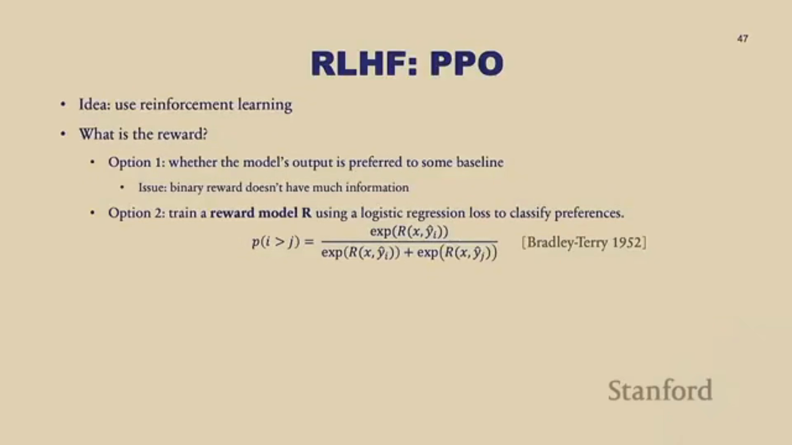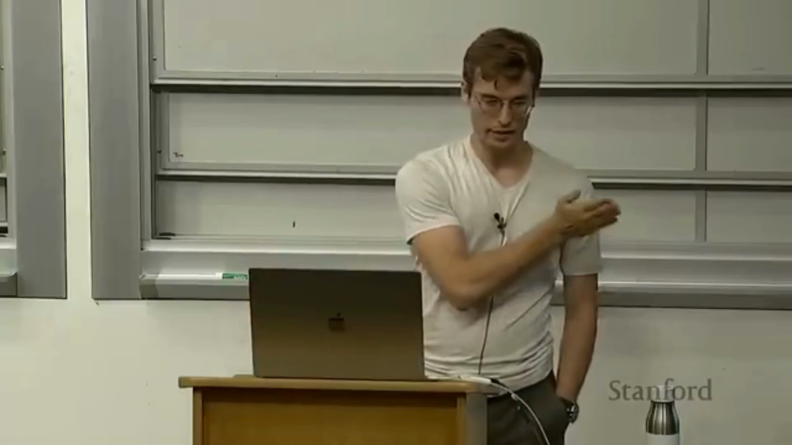Yes? Is this reward model going over the entire output, or is it going turn by turn? So this takes the entire output at once. It takes all the input and all the output, and it gives one number.